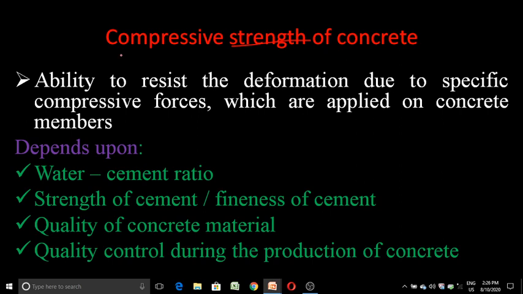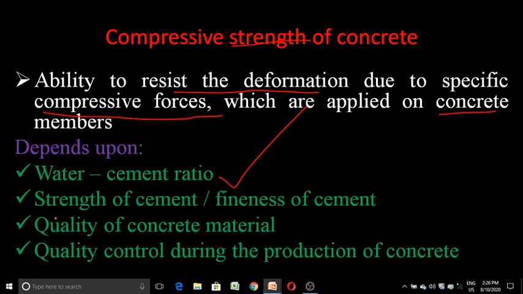So with this concept, I will define the compressive strength of concrete. It is the ability to resist the deformation due to specific compressive forces which are applied over the concrete members. So this is called the compressive strength of concrete. Generally, this compressive strength depends upon the following parameters. Say water cement ratio. If you increase the water cement ratio, the strength of the concrete decreases. If you decrease the water cement ratio, the strength of concrete increases.